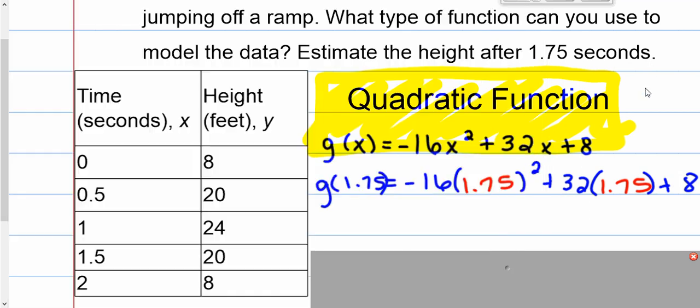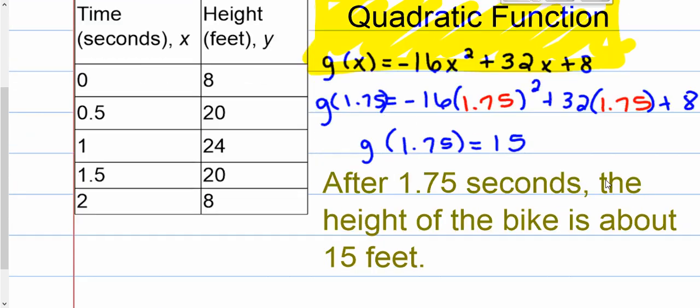So let's go back over here, and we can write down that g of 1.75 is equal to 15. So if that's 1.75 seconds, then that is 15 feet. The question said, estimate the height after 1.75 seconds, and we are going to say, after 1.75 seconds, the height of the bike is about 15 feet. So we will highlight that as well.